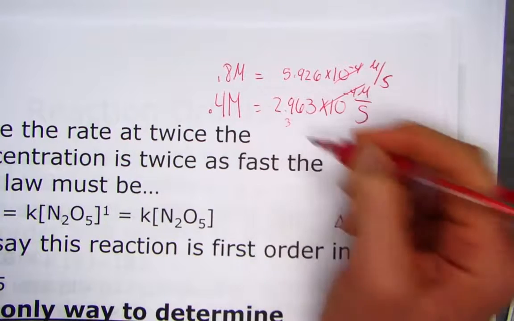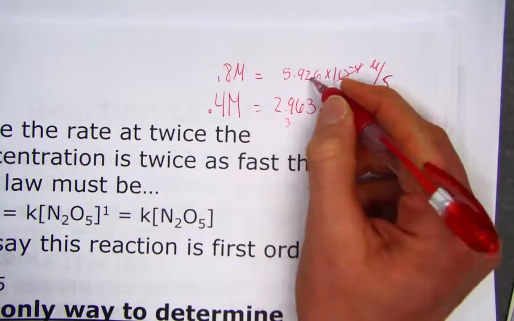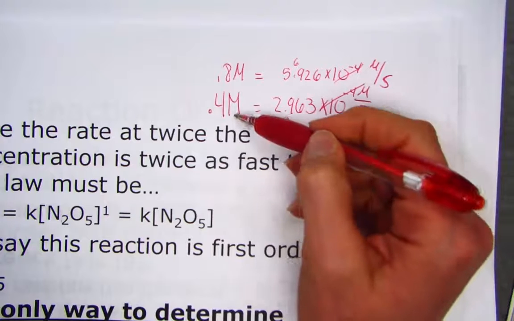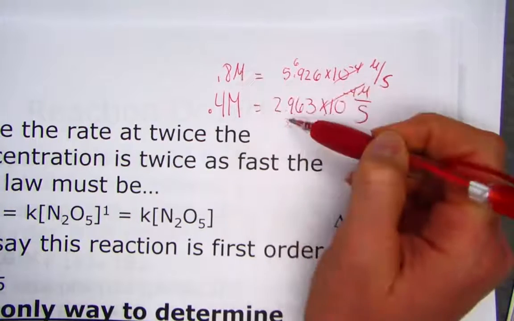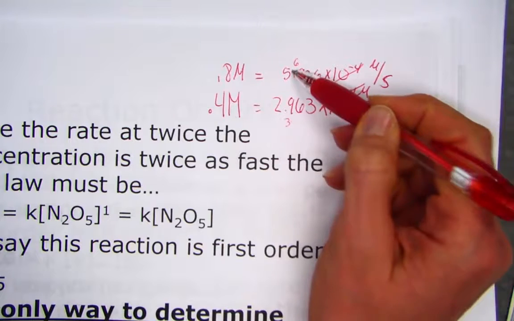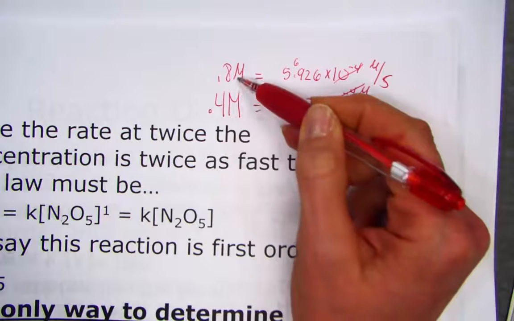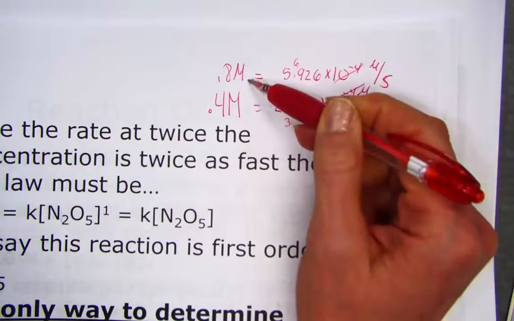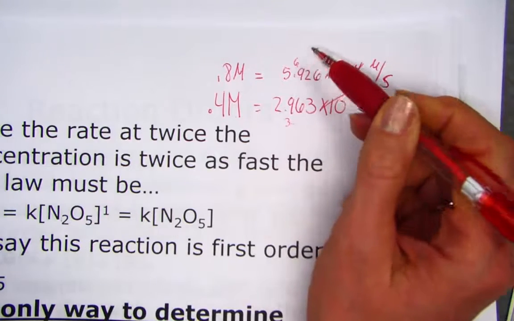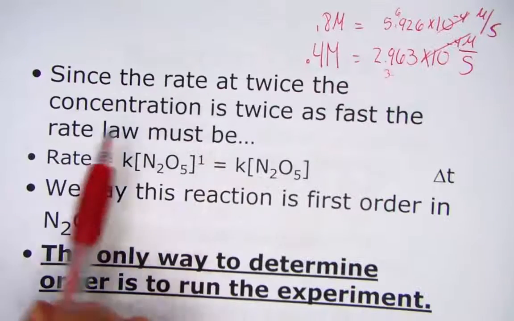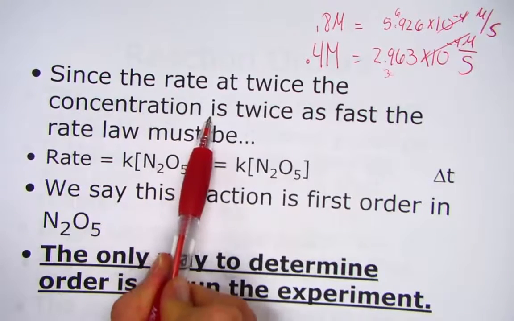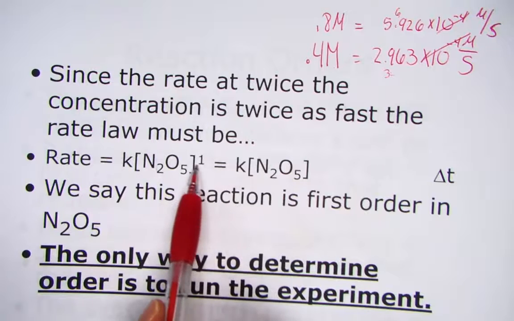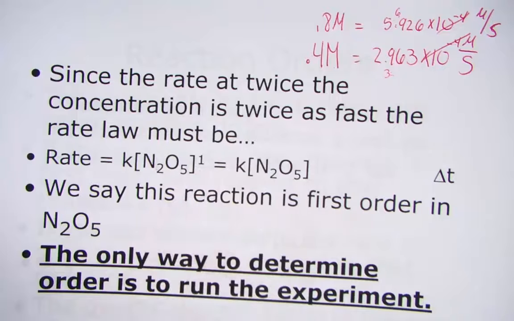2.963 is pretty close to saying 3. 5.92 is pretty darn close to saying 6. If I doubled the concentration, the rate also doubled. 0.4 doubled is 0.8. 3 doubled is 6. When I double the concentration, the rate then doubled. Since the rate at twice the concentration is twice as fast, well, the rate law must be first order with respect to our reactant.